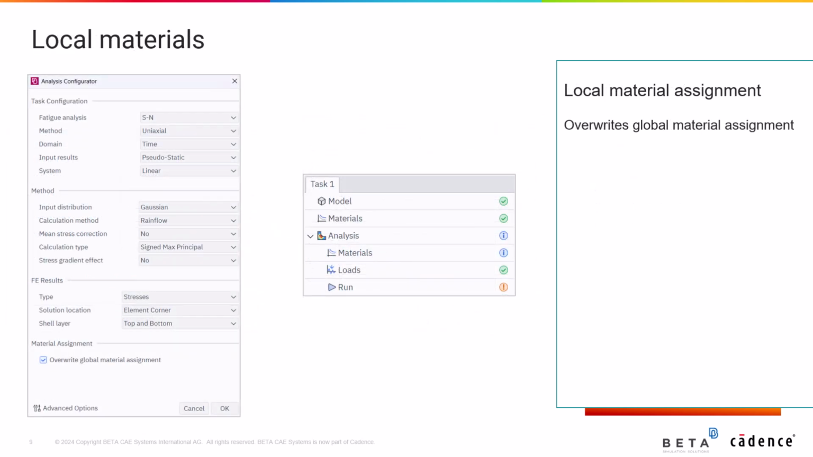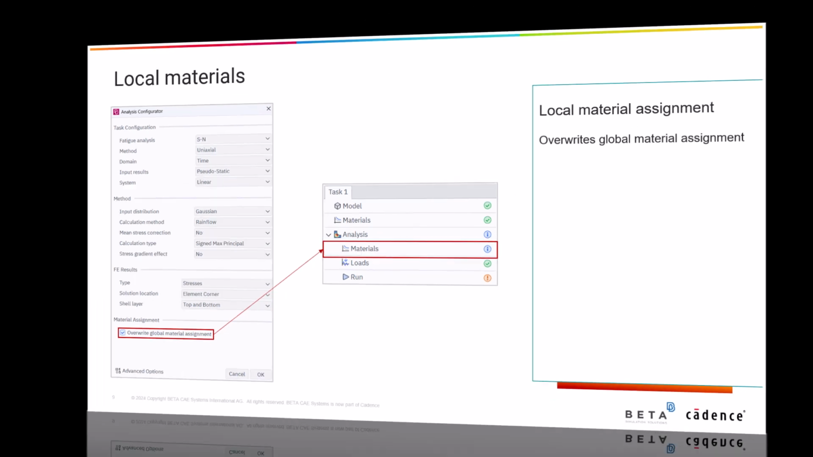For the local material assignment, enable from the analysis configurator the respective button. A relative task item appears in the respective analysis. The local assignment that is defined in an analysis overwrites the global assignment for this analysis. So, you can have two analyses in the same task with different material assignment.